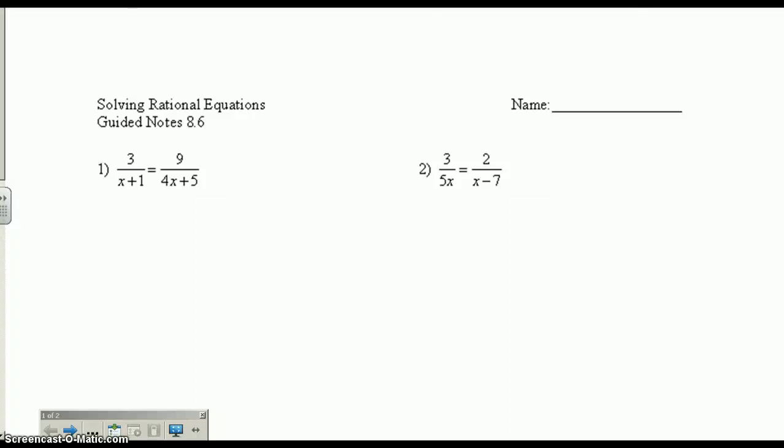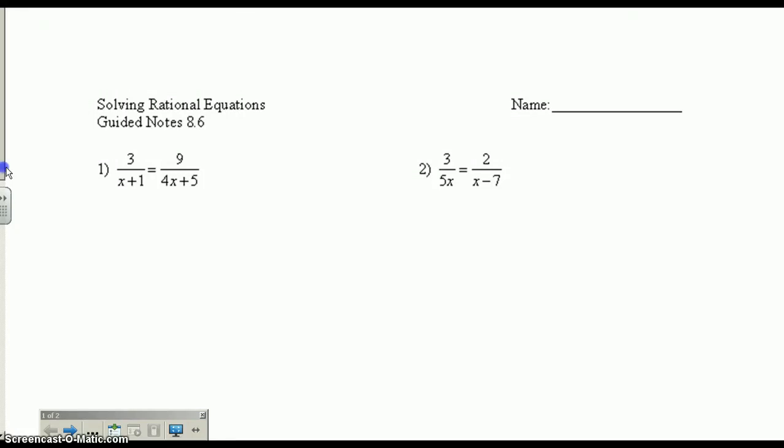Welcome to Algebra 2B. We're here working on the guided notes from Monday, April 15th, section 8.6. Remember, we do have a quiz on Wednesday for sections 8.4 to 8.6, which includes the operations on rational expressions, and today's lesson, rational equations. That means tomorrow in class we will be reviewing.